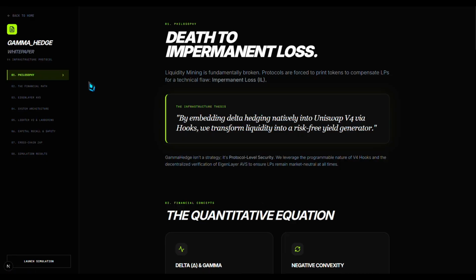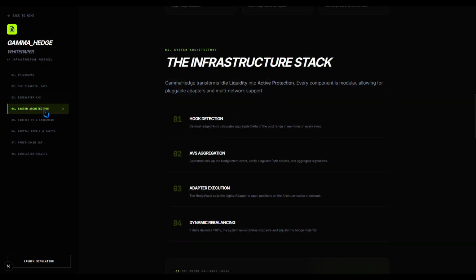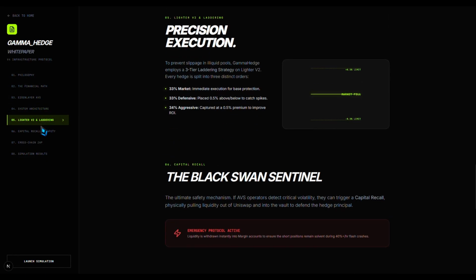Another exciting achievement for this project is that this protocol has also been selected for the pre-audit scan by the Uniswap Foundation Security Fund.